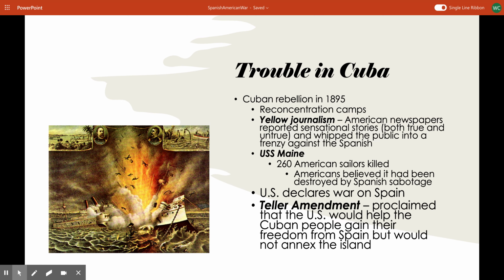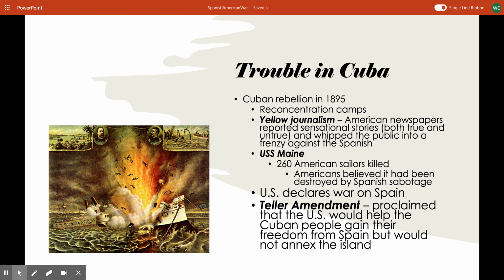And the Spanish claimed that the explosion had been the result of a malfunction aboard the ship. And actually, research has shown that they were telling the truth, that this is correct, that the explosion was the result of a malfunction. But Americans at the time were convinced that the Maine had been destroyed by Spanish sabotage.